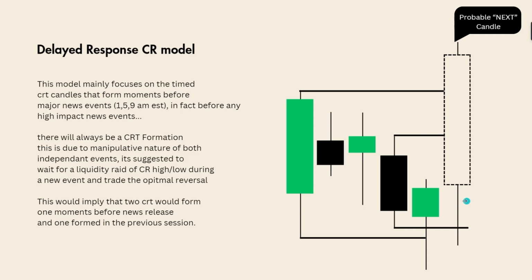Okay, now this is going to be a re-dive into the previous model I just showed you. However, I've found even more information to give you guys more clarity on it. Okay, the delayed CR model. Now this model mainly focuses on the time CRT candles that form moments before major news events. Okay, the 1, 5, and 9 a.m. Eastern Standard Time. Or you're going to have your PM session news. You'll also be using the 1 p.m.